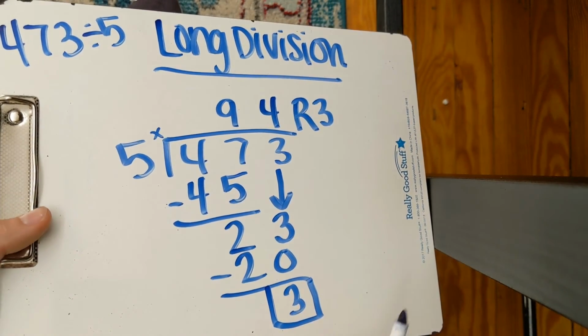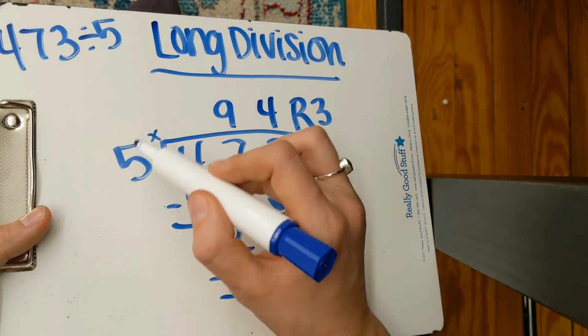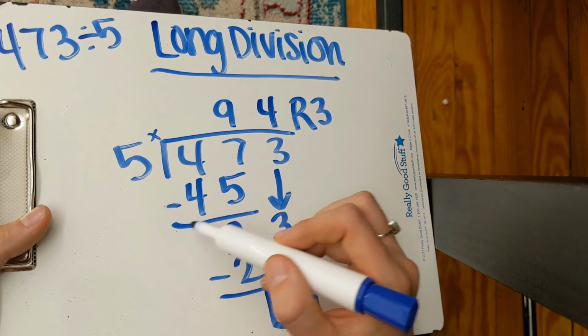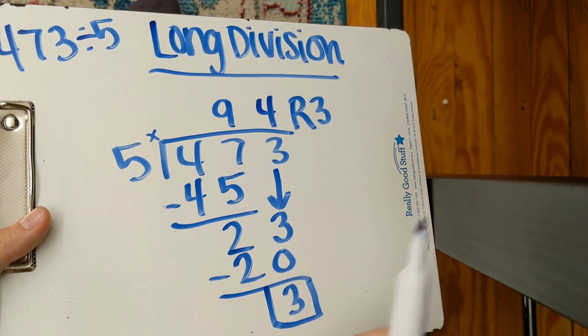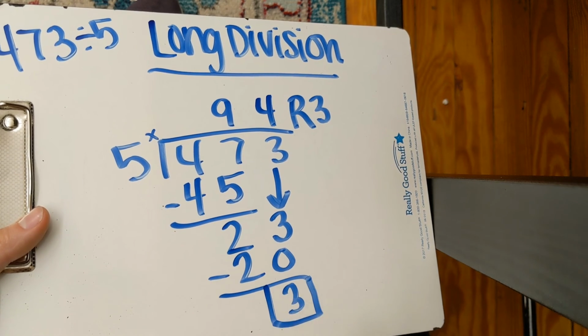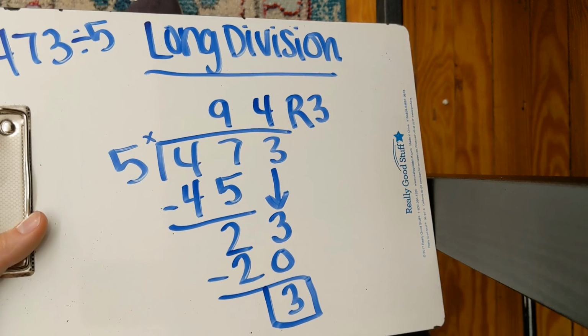These are all the steps for long division. We divide, which is how we get this number here. We multiply, how we get this number here. We subtract, and then we bring down, and we repeat the steps. Dividing again, multiplying, subtracting, and then finishing it out.